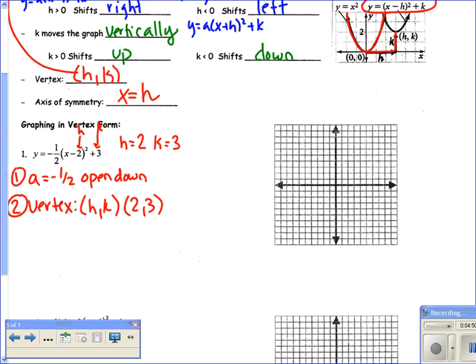So that was real nice. We didn't have to do the negative b over 2a. That's only for standard form. So I'm going to plot that on my graph, right 1, 2, up 1, 2, 3, which would be right here on my graph.